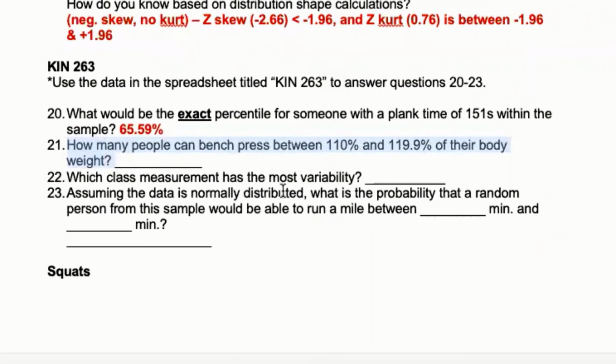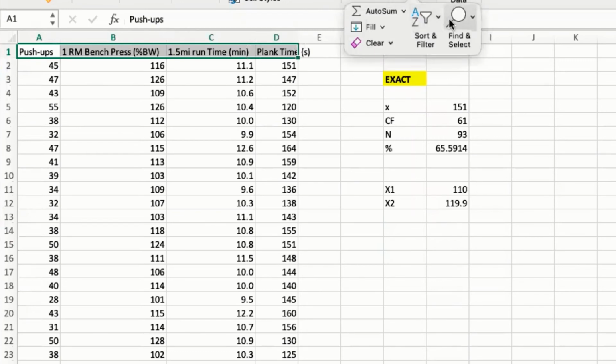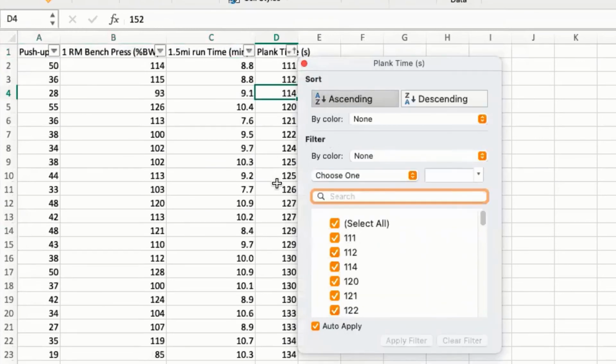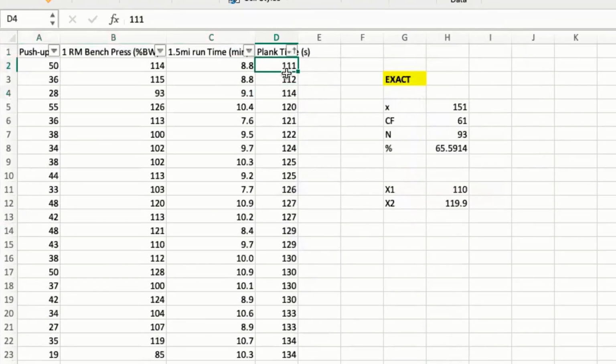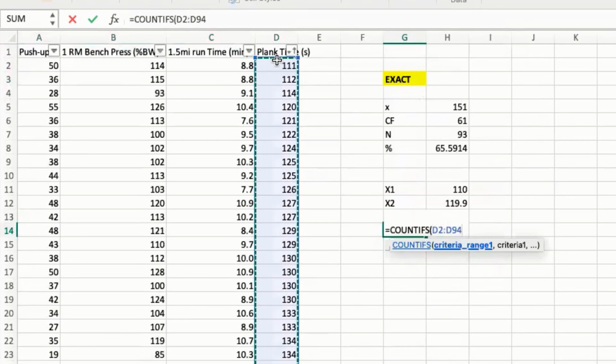Next question: how many people can bench press between 110% and 119.9% of their body weight? How might we find that? In this case, we have an X1 and an X2, 110 and 119.9. COUNTIFS, right? If a function didn't come to mind, remember, if all else fails, you could always filter your data and then sort your values. It would take more time, but you could go between 110 and 119 and count how many people. We could also use a COUNTIFS function, which is going to ask us to specify a range and a criteria.